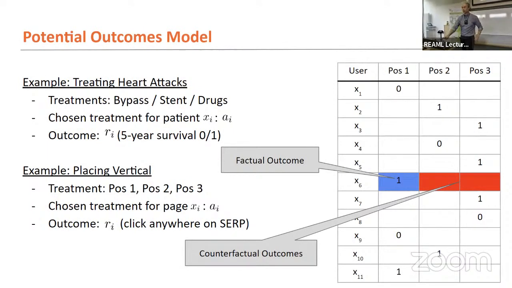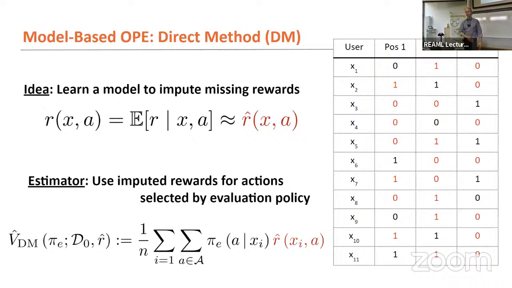So the first thought that you have is probably, well, we know how to do supervised learning and prediction. Let's just impute. And that's what model-based off-policy evaluation is. Let's say we come up with an imputation model. The black ones are the action that I've actually chosen, where we observe the true reward. And for the red ones, I impute what I think is the expected reward of the action if I took that one.